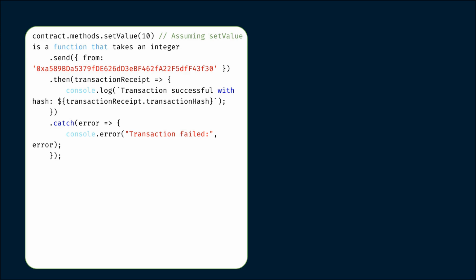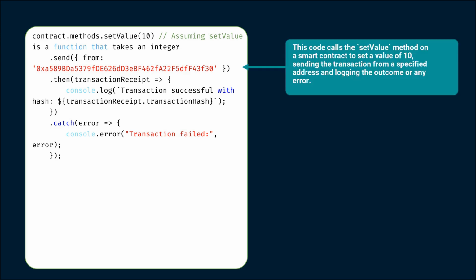Now let's implement the following code to send a transaction that updates a value in a smart contract. In the code, we first call the setValue function of a smart contract, assuming it accepts an integer as its parameter. This method modifies the contract's state on the blockchain.